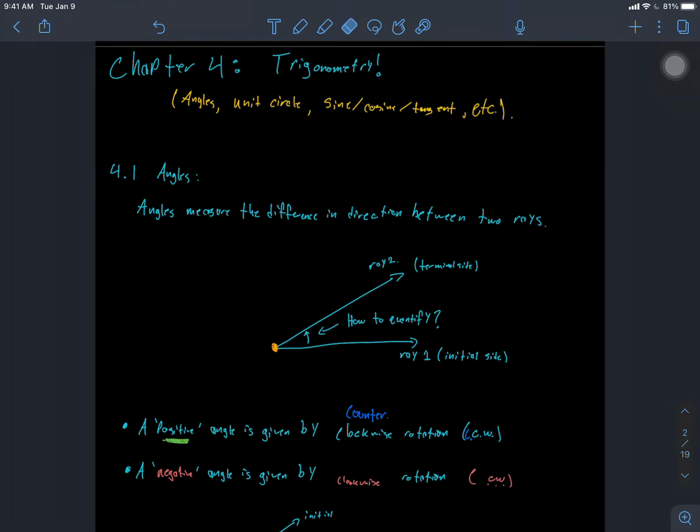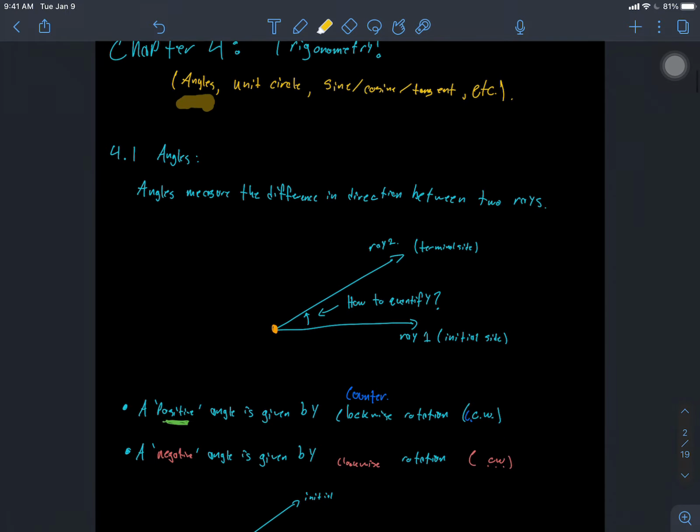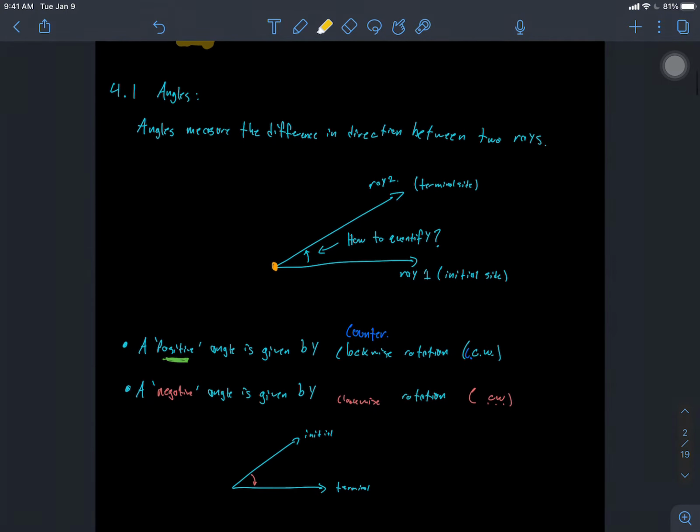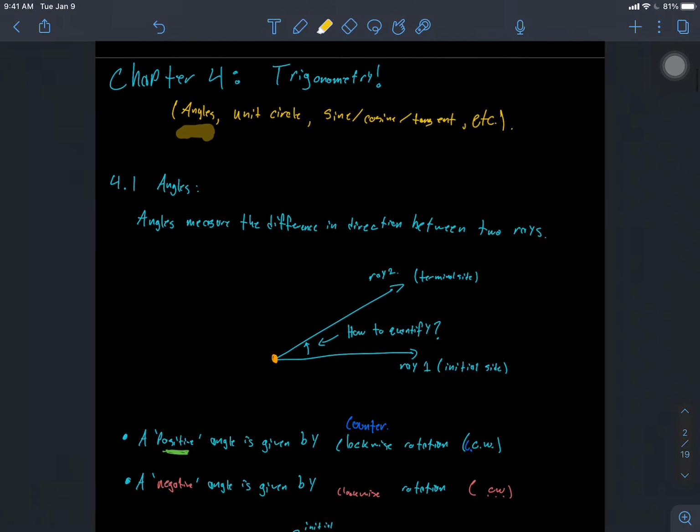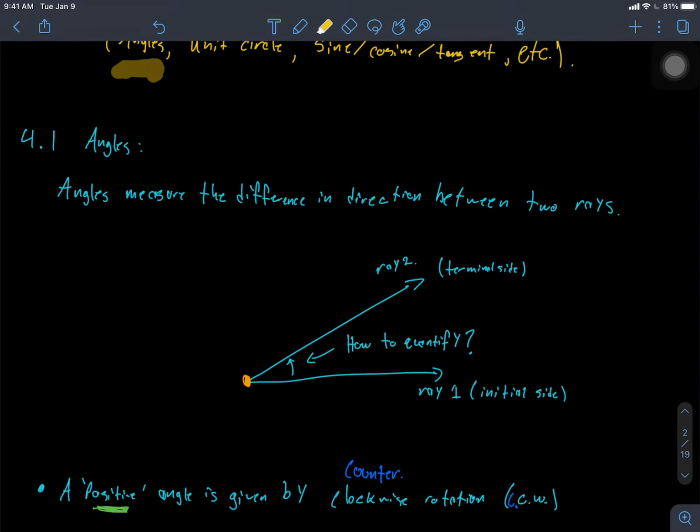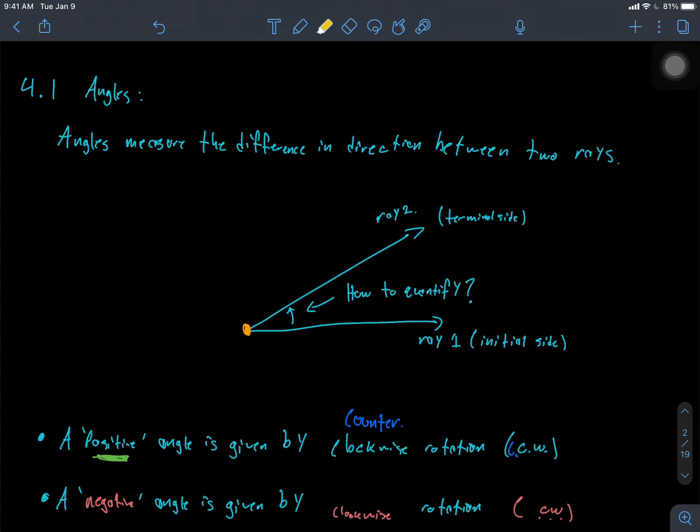So this week we're going to talk mainly about angles, the unit circle, and some trigonometric functions. Today we're going to focus on angles, and tomorrow we'll work more on unit circles and sine and cosine and tangent and that stuff. Okay, so before we can really talk about trig, we need to understand what an angle actually is. So what is it?